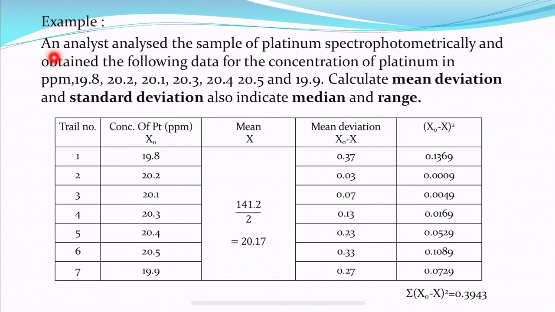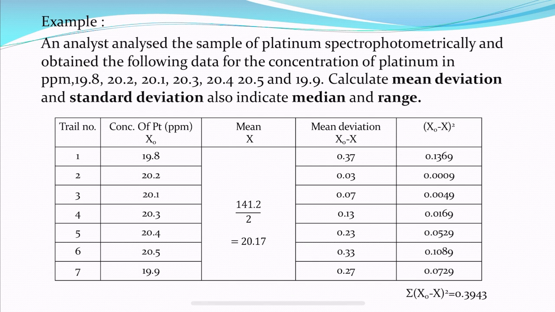The example I am taking here is: an analyst analyzed the sample of platinum spectrophotometrically and obtained the following data for the concentration of platinum in ppm. The data he has got are 19.8, 20.2, 20.1, 20.3, 20.4, 20.5 and 19.9. So he has carried out 7 measurements or 7 trials, and he has noted down the concentration of platinum in terms of ppm.